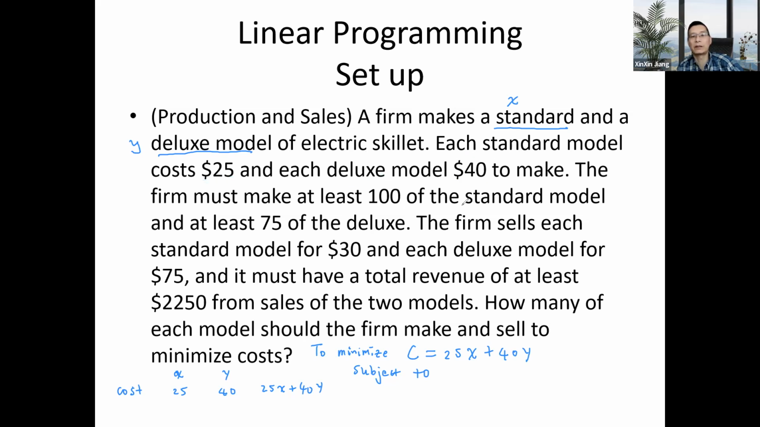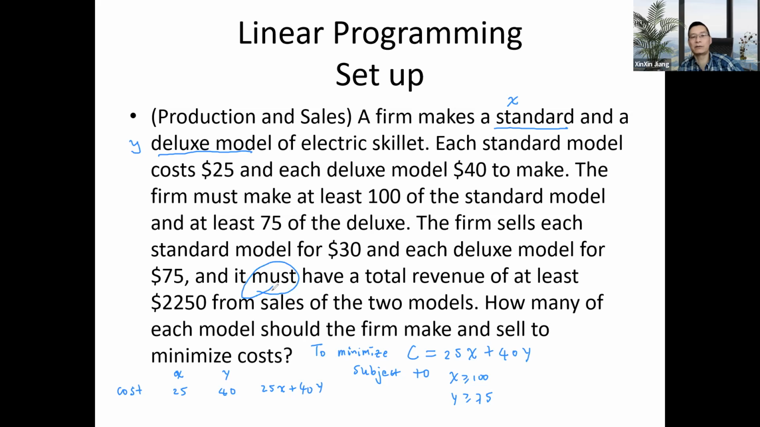Let's read the problem again. So the firm must, obviously that's a constraint, must make at least 100 of the standard model. So X has to be greater than or equal to 100. And then Y has to be greater than or equal to 75. And then the firm sells, blah, blah, blah.